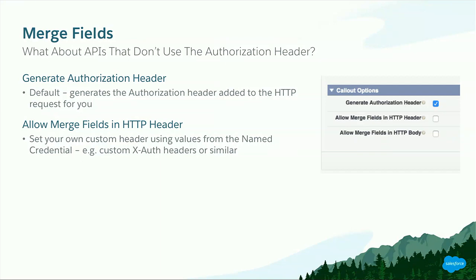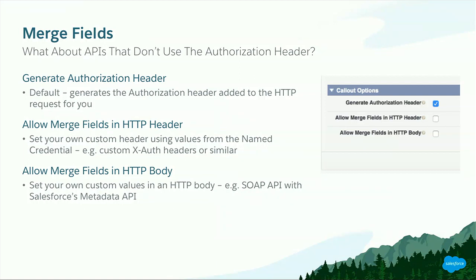If I'm trying to set a custom header like an Auth or something like that, if I have the headers allowed, then I'm able to use these merge fields in the HTTP headers. Likewise, if I have something in the body, think like a SOAP request or something like that, maybe there's a custom API that uses a special authentication method, I can do that with the body as well.